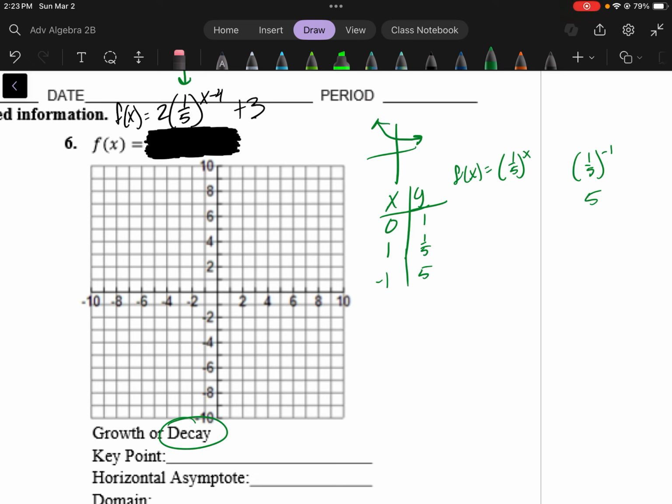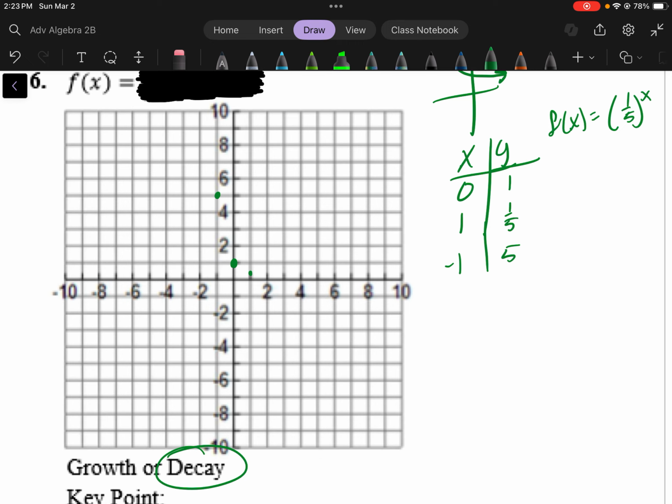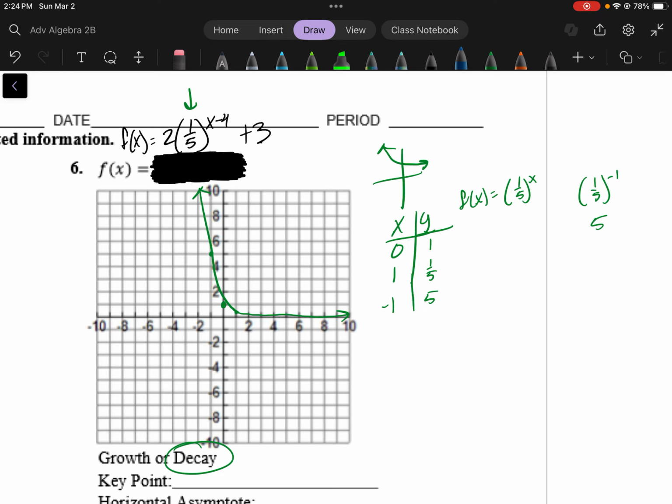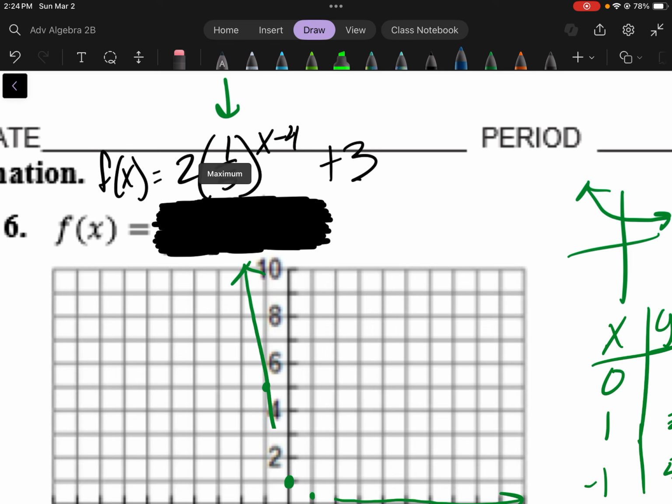Okay, so if I graph those just for my parent, so I have an idea of what it's going to look like, and then I can apply the transformations to it, it'd be (0, 1), (1, 1/5), and (-1, 5). And so our parent is going to look something like this. Okay, so that's the original. But then we need to go label all of our transformations and apply them to the graph to make sure that we graph it correctly.